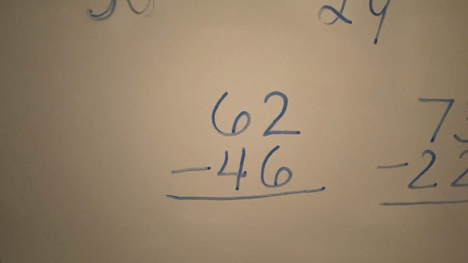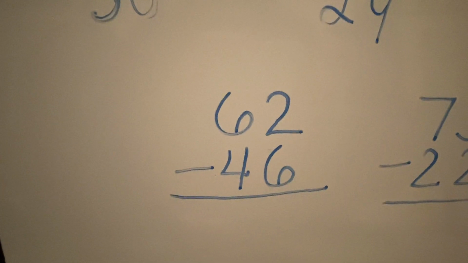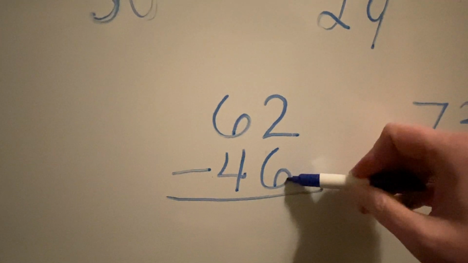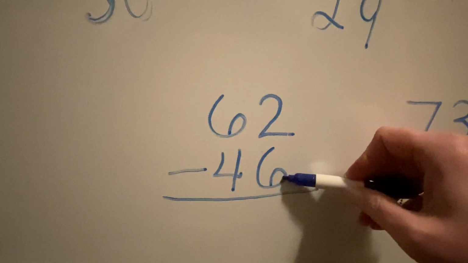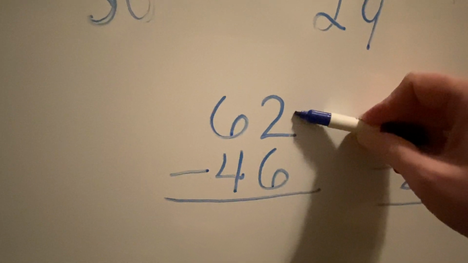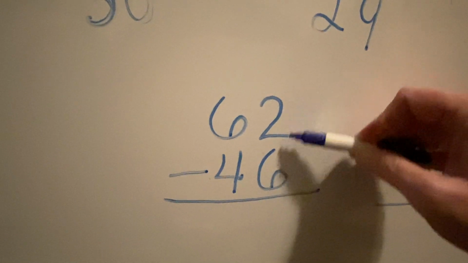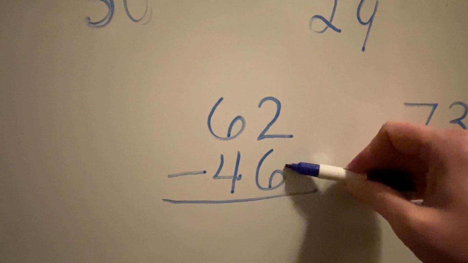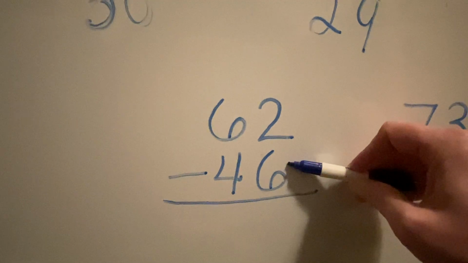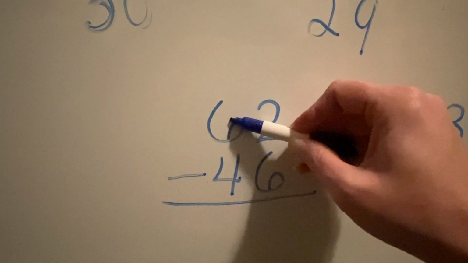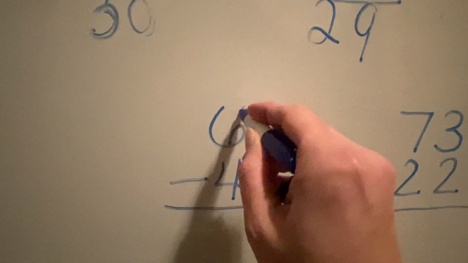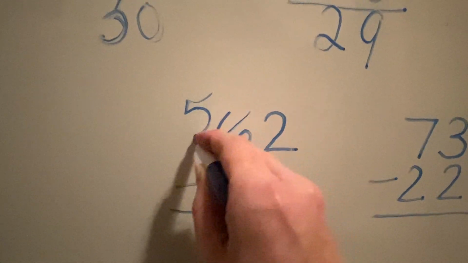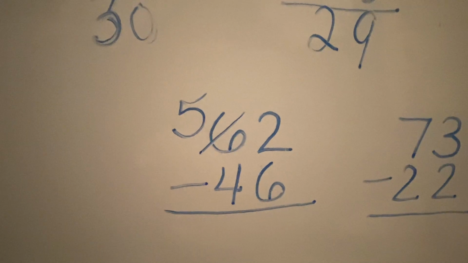How about this problem down here? 62 minus 46. So let's take a look. Numbers the same in the ones column? No. More on the top? No, the biggest number's on the bottom. So that means more on the floor. I'm going to have to borrow from next door. So my neighbor, instead of having 6, will have 5 because I borrowed 1.